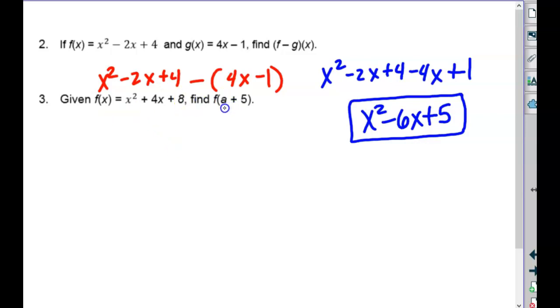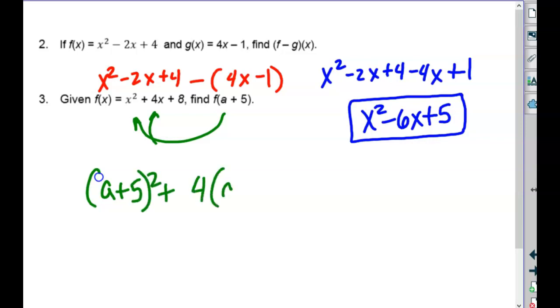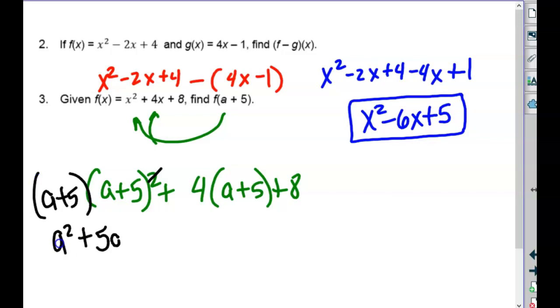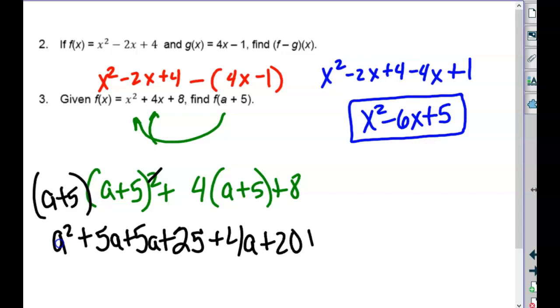If this is true, find f of a plus 5. So you're putting in a plus 5 in both of these places. So we get a plus 5 quantity squared plus 4 times a plus 5 plus 8. Is this one a squared plus 25? It's a plus 5 quantity times itself, so it's a squared plus 5a and another 5a, or 10a plus 25. Then you have back here a 4a plus a 20 plus an 8. Anybody combine all that for me?